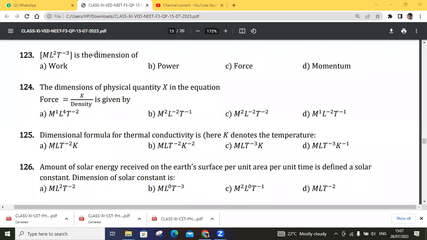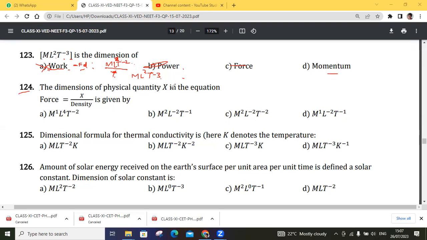Then 123. Mass is the dimension of... If you see, work is not energy, right? Work is force into displacement. That is F is ma, kg meter per second square, into length L. So m L square T power minus 2 is work. Work by time is power. So dividing by time, m L square T power minus 3, you will get. So it is power actually. Force also is not momentum.